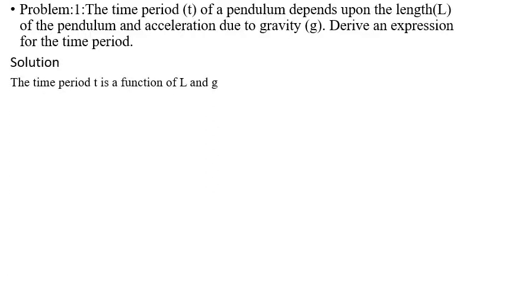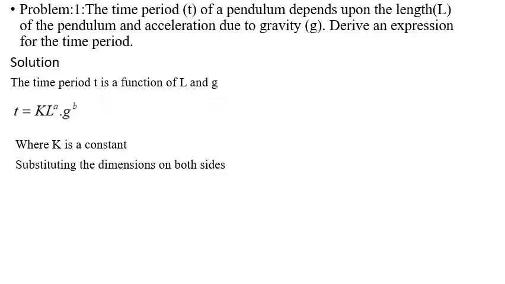Solution: the time period t is a function of two independent variables, the length of the pendulum L and acceleration due to gravity g. So we can write t is a function of L and g. That means t is equal to k L to the arbitrary power a and g to the arbitrary power b, where k is a constant. Now I want to find out the values of the arbitrary powers a as well as b.